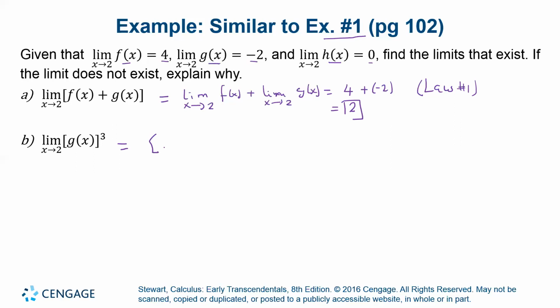Now, the second one, using the power rule or power law, this is equal to, what you do is you take the limit inside, the limit as x approaches 2 of g of x, and then we keep that. Now, what is g of x according to this? It's -2. So this is -2 raised to 3, and that is -8. So as simple as that, using the laws.